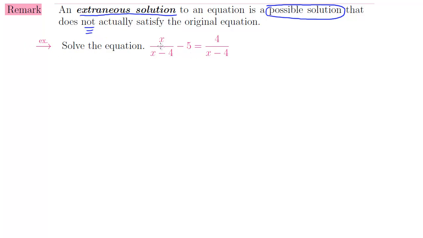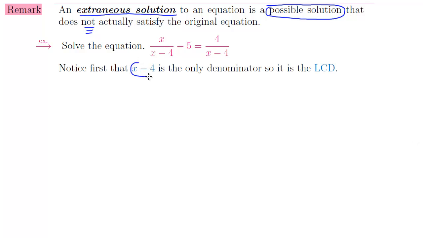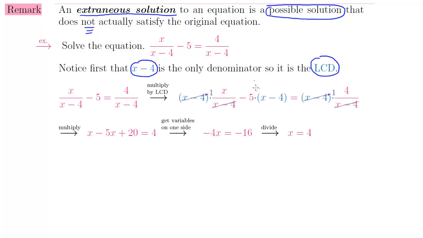All right, let's solve the equation x over x minus 4 minus 5 equals 4 over x minus 4. The first thing to notice is that the only denominator we see in this equation is x minus 4, so it has to be the LCD, since it's the only one. So what we're going to do is hit every term in this equation by the LCD. So I'm going to take x over x minus 4 and multiply it by x minus 4.